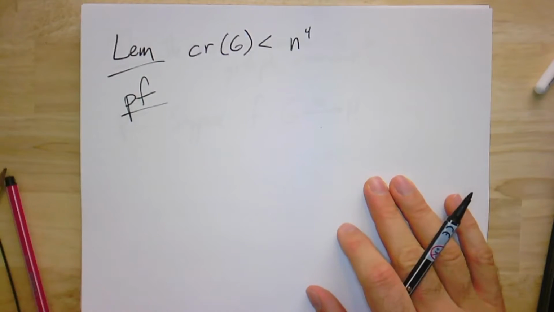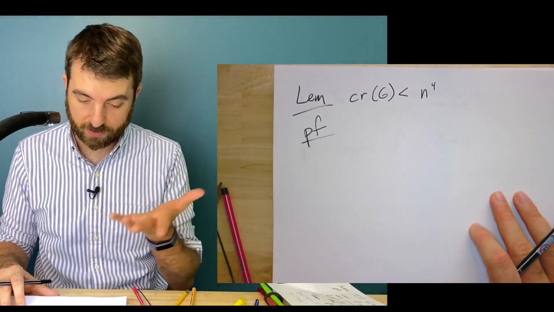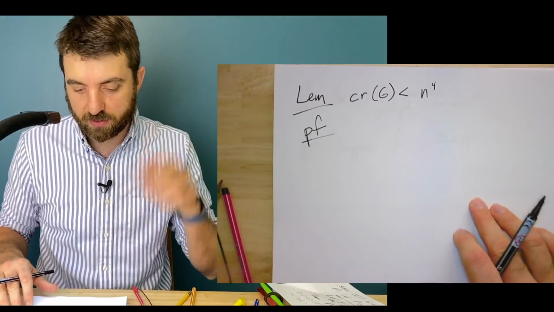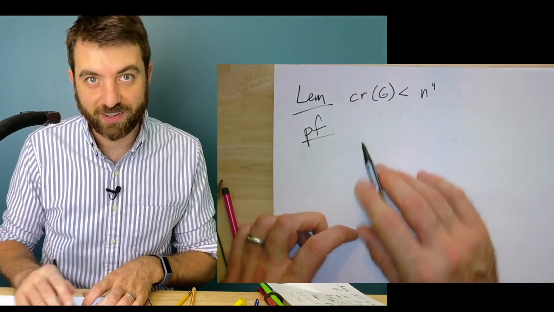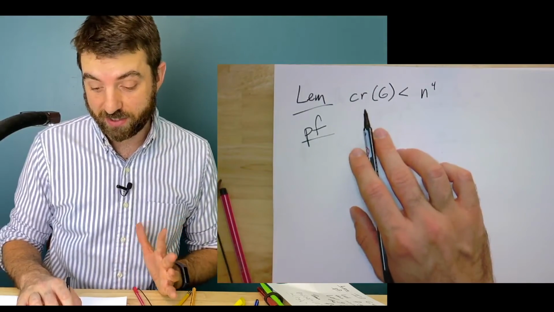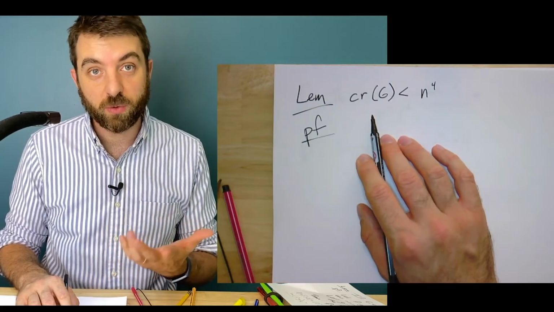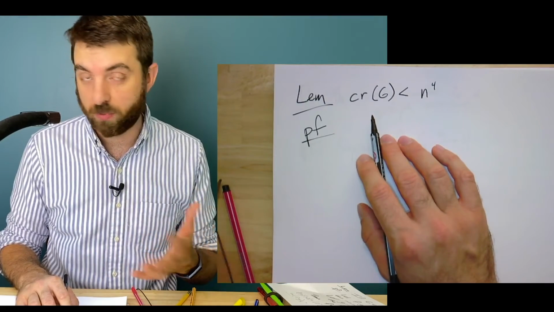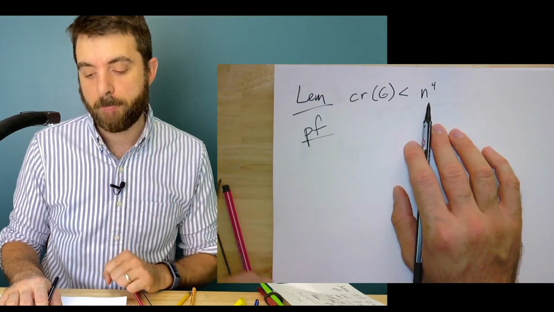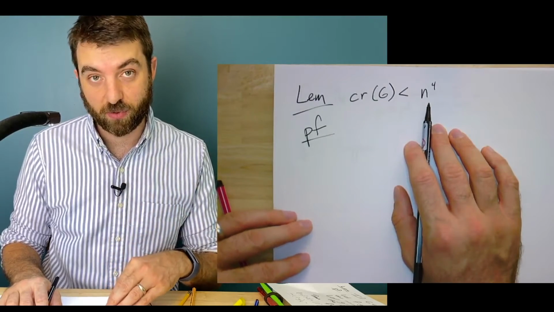Let's put some kind of bound on the crossing number. This is maybe the most trivial bound you can prove, but it allows us to put our knowledge to work. So I claim that the crossing number is less than n to the fourth. So there's always a way to draw a graph G, no matter what the graph is, where n here is the number of vertices. I can draw it with strictly fewer than n to the fourth crossings.